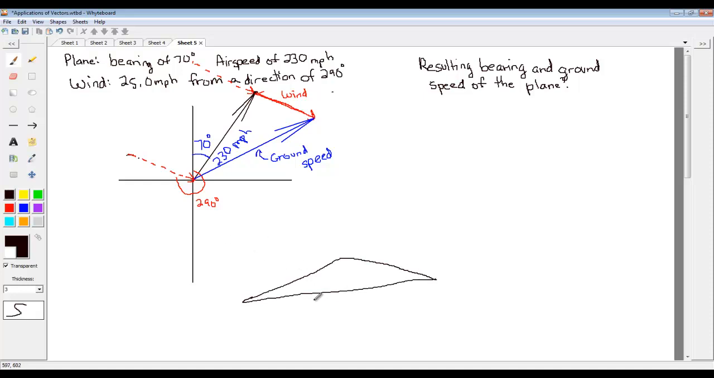Alright, we know this one's 230. Sorry. And we also know with the wind being 25 miles per hour, we know this is 25. And then if we're trying to find x, the ground speed, I just took this triangle here and rewrote it right here. So I'm going to go ahead and call the ground speed x.